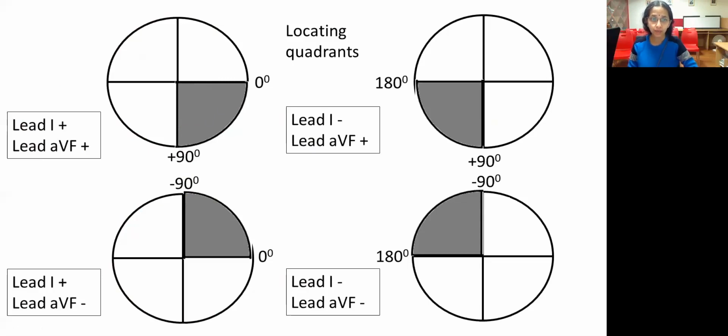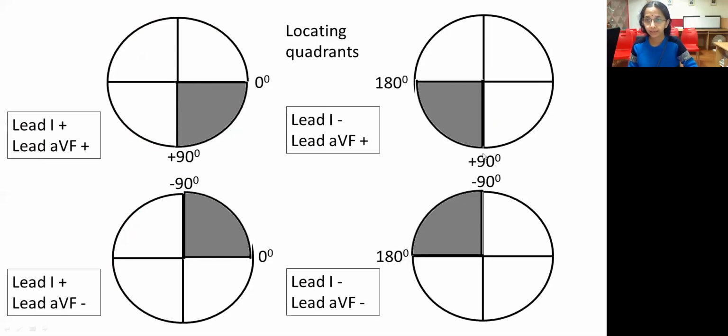Similarly, if your lead 1 is positive but AVF is negative, as we understand, the upper half is negative for AVF. So if your AVF has a negative net amplitude, then your QRS axis is going to be between 0 degrees and minus 90 degrees.